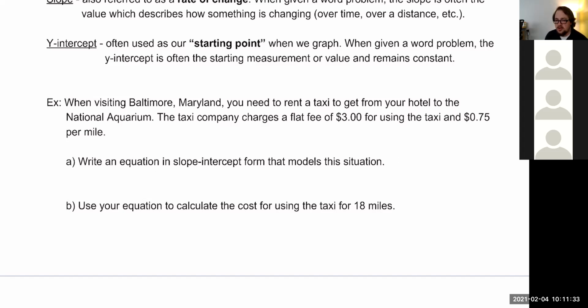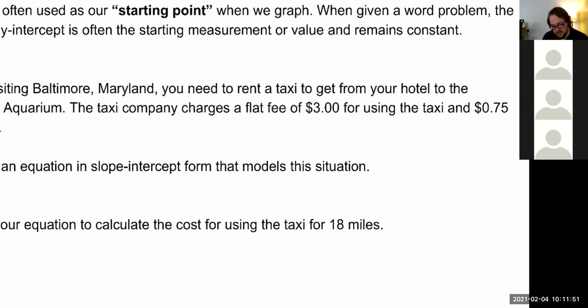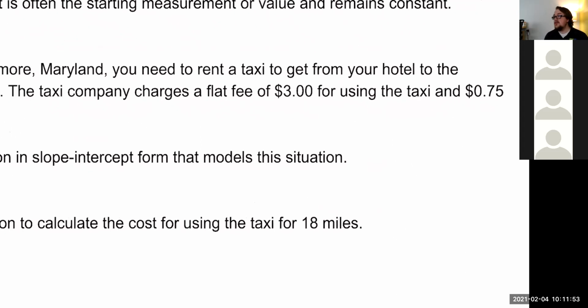Write an equation in slope-intercept form that models this situation. So this is a slightly easier example just to start us off here. But I've been given two values. So we could, at the very least, guess which is which, but I want to do more than that. I want to be confident in our guess. We were given $3, we were given 75 cents.